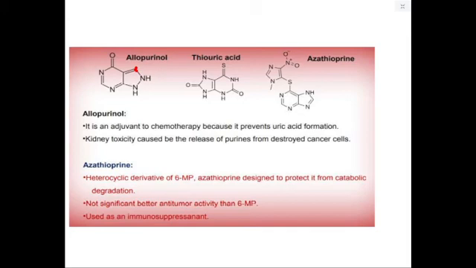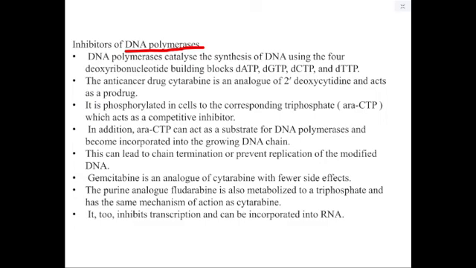The other category of drugs, we just have a few minutes, are the inhibitors of the DNA polymerase. Again, you have done all these things, and you know DNA polymerase is very important. It's the one which brings together all the building blocks you require for the synthesis of the DNA. So the DNA polymerase catalyzes the synthesis of DNA using the 4 deoxyribonucleotide building blocks: deoxy-ATP, deoxy-GTP, deoxy-CTP, and deoxy-TTP. So these are the 4: ATP, GTP, CTP, and TTP.